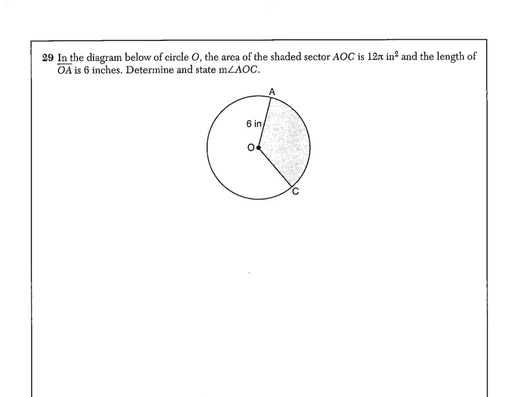Question 29 says, in the diagram below of circle O, the area of the shaded sector AOC, I know it's hard to tell, this is a scanned-in copy, but that's AOC, is equal to 12 pi inches squared. And the length of the radius OA is 6 inches. Now it didn't say the word radius, but if we go from the center to the outside, that is a radius. Determine and state the measure of angle AOC.